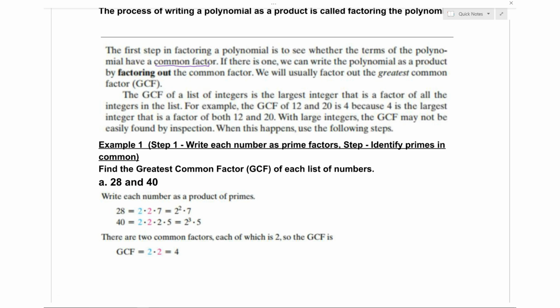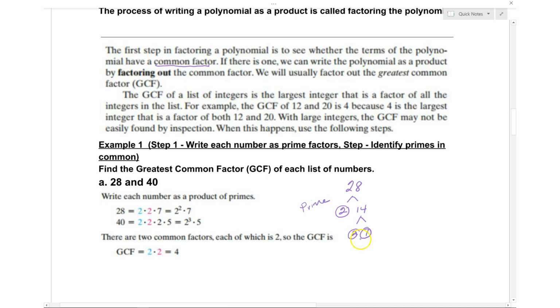So if we look at example 1, we're going to find the greatest common factor of 28 and 40. What you want to do is the factor tree. We know that 28 will be 2 times 14. We know that 2 is prime, and 14 is 2 times 7. So you see, these are all prime.